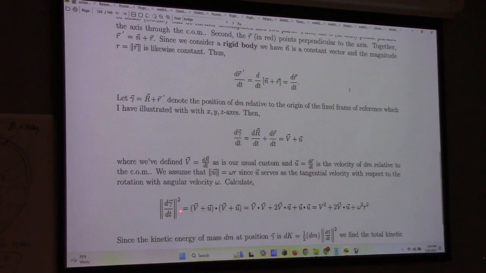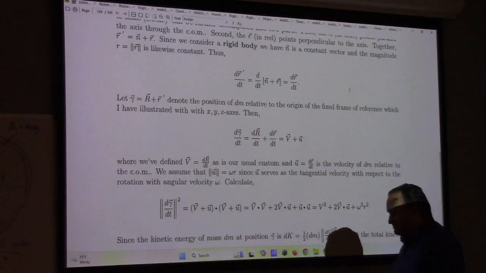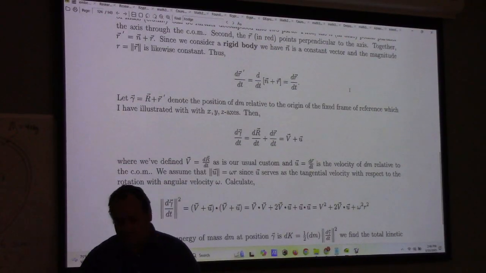Now, if we take the dot product of the velocity with itself, we've got three pieces. We've got the center of mass dot center of mass, the center of mass dot the relative velocity, and finally u dot u. Obviously, the first piece is what's going to give us the 1/2 mv squared, and the last piece is pretty clearly going to end up giving us the rotational kinetic energy, and somehow the middle piece goes away. Let's see why. There's a little bit more to see here.